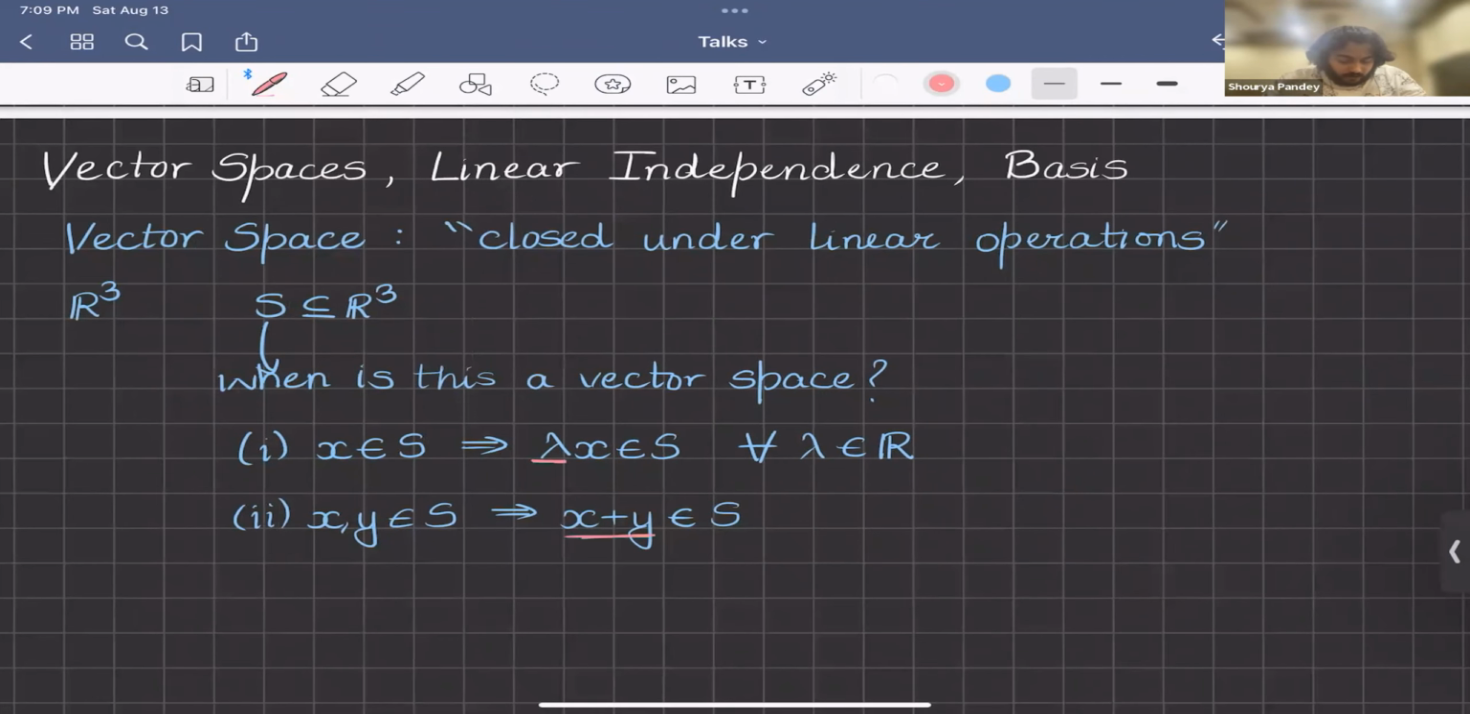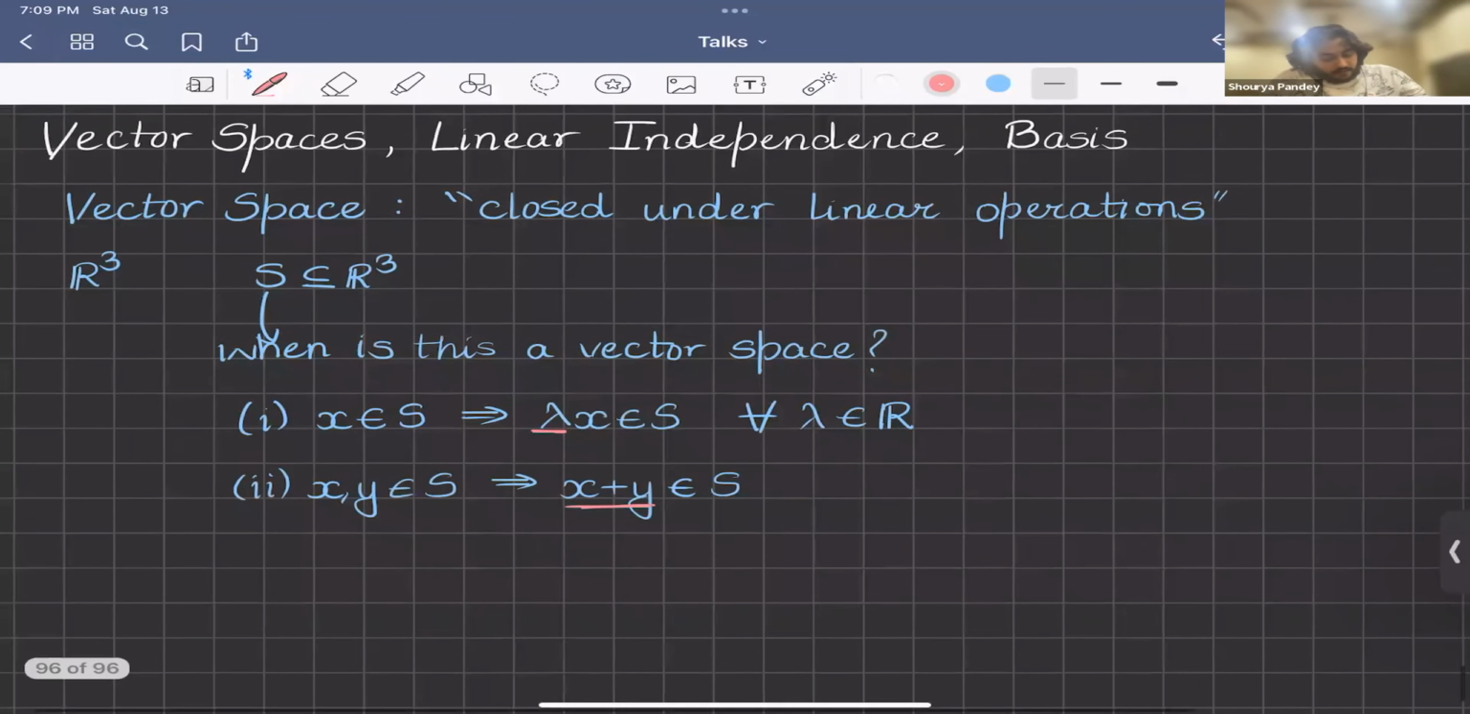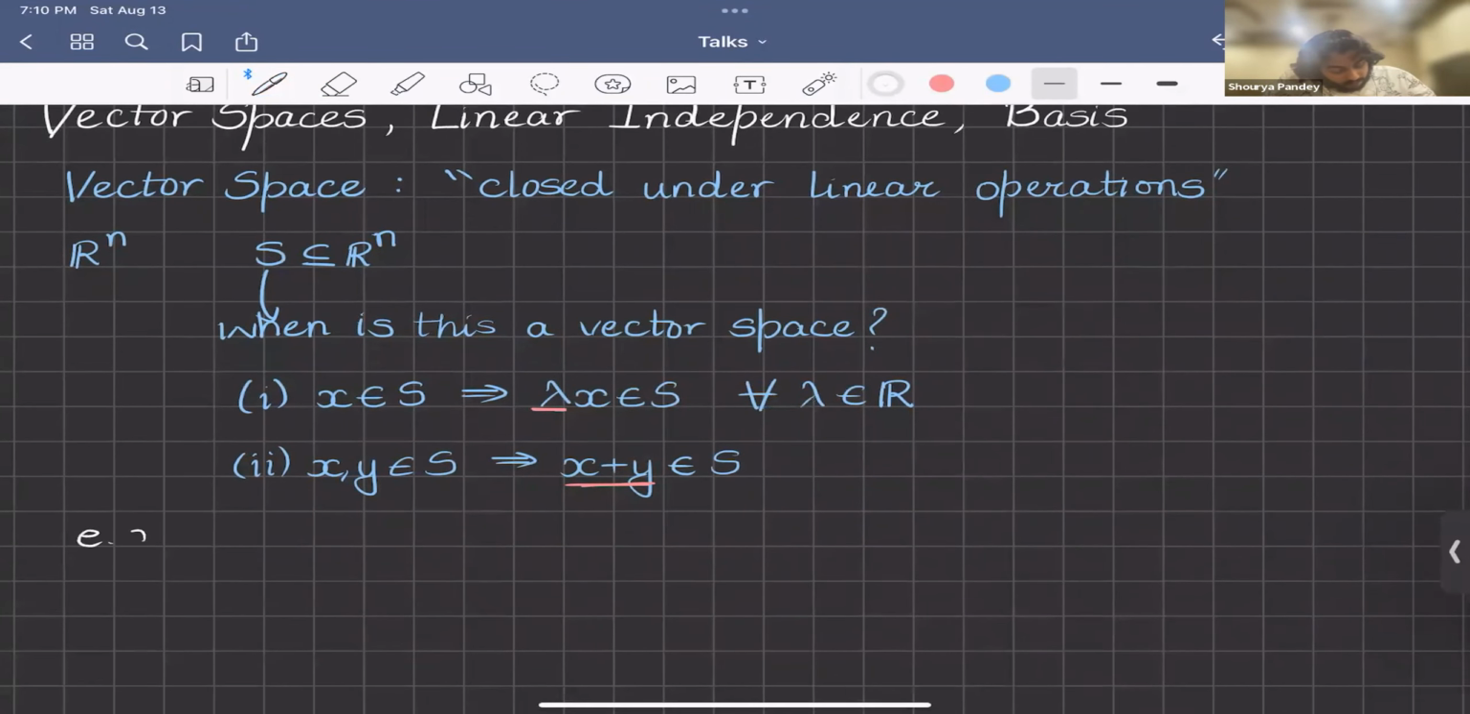This is the definition for a vector space in R3. It generalizes, but let's just stick to this. This is not just for R cube. I could say this for any n-dimensional R. Let's just stick to R to the n for now, rather than more general spaces. And let's look at examples and non-examples.